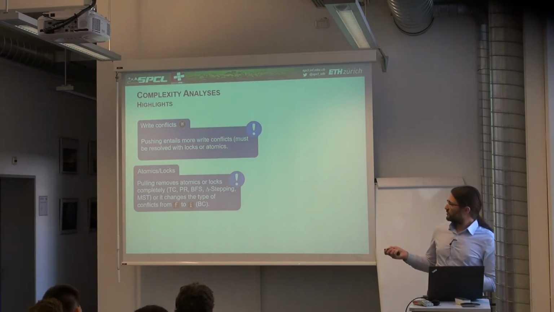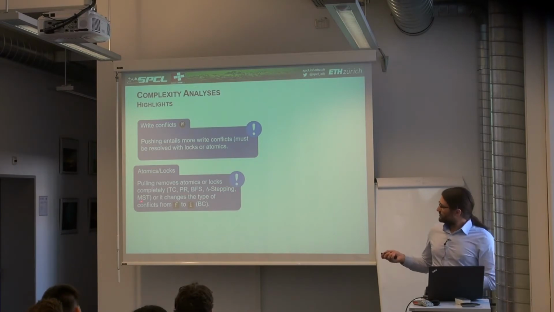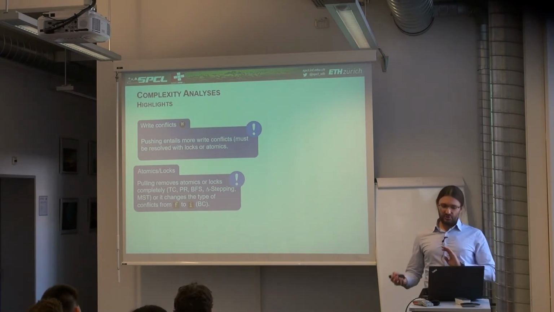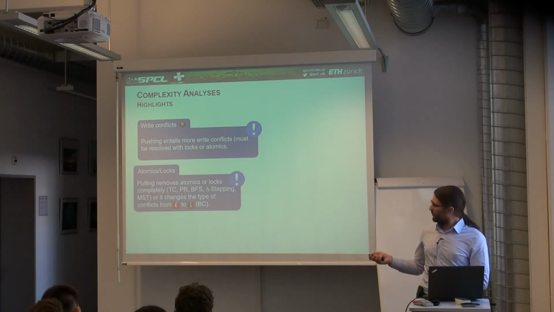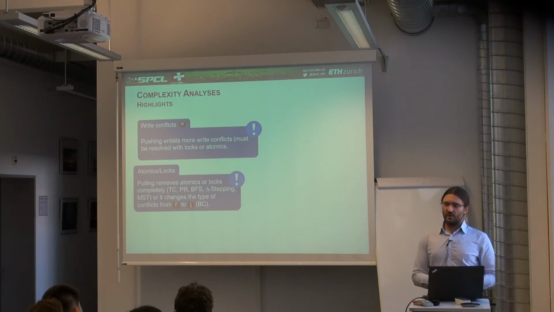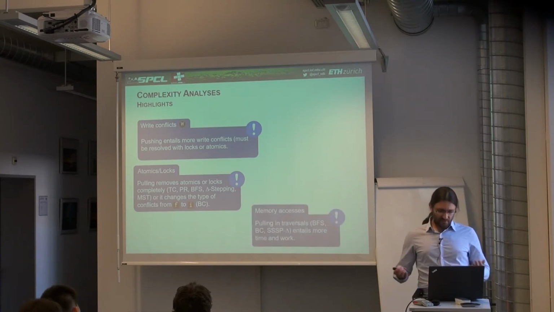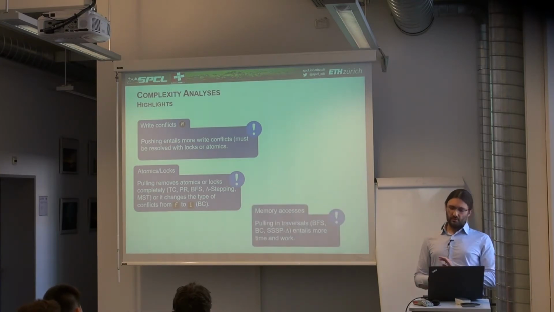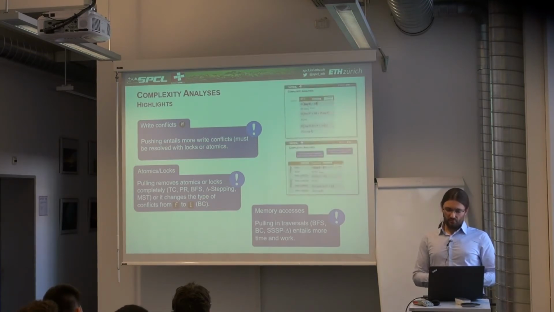On the other hand, pulling removes these atomics or locks either completely, which is the case for triangle counting, PageRank, BFS, shortest paths algorithms, and MST, or it also changes the type of the conflicts from floating point conflicts to integer conflicts, which is also good because it means that we can, for example, use hardware atomic operations that operate on integers and not some locks that we have to use for most floating point operations on most architectures.